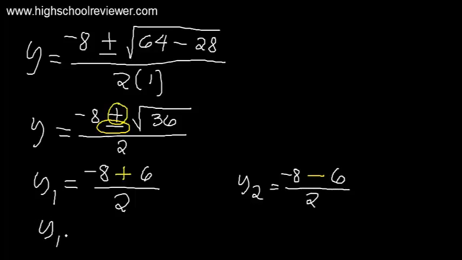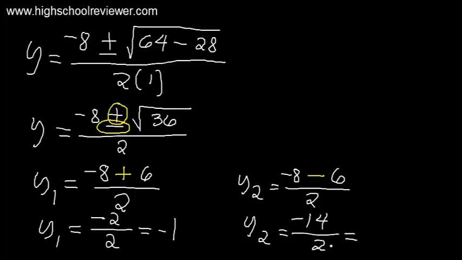So y sub 1 here will be negative 8 plus 6, that is equal to negative 2. So this will be negative 2 divided by 2. So negative 2 divided by 2, that is negative 1. Our y sub 2 here, negative 8 minus 6, negative 14 divided by 2. So negative 14 divided by 2 is negative 7. Therefore, y sub 1 equals negative 1 and y sub 2 equals negative 7 are our final answers.